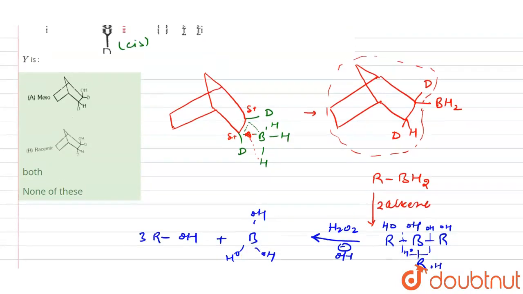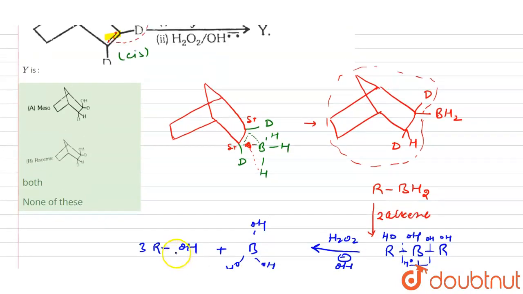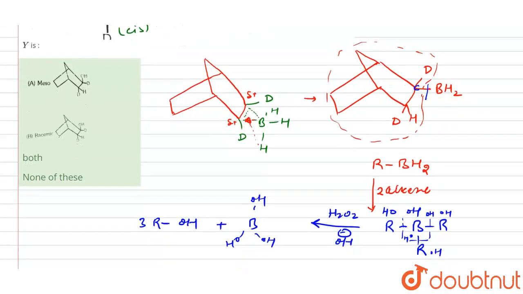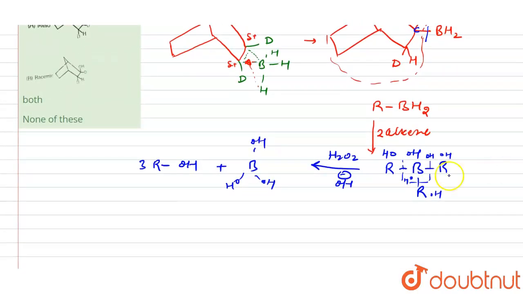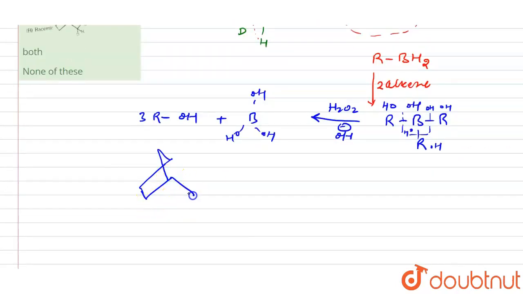Now, to which position will this OH be added? That is the question. This OH will be added to this position because this carbon and boron have a bond and this bond is breaking here. As we can see, the boron-carbon bond is breaking, so this bond will break and in that position OH will come. So that means OH and H will be on the same side. When the addition takes place, both groups will be present on the same side. Remember that, because it is a syn addition and gives the same stereoisomer. So both will be added on the same side.